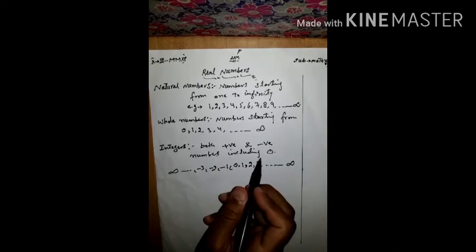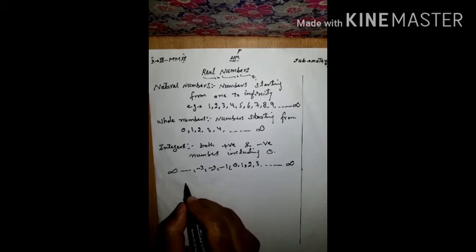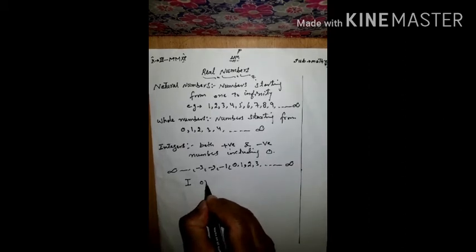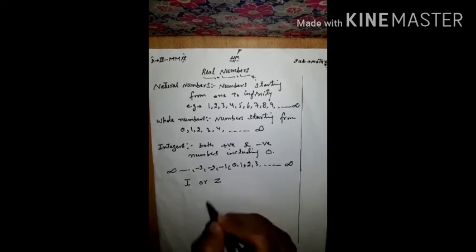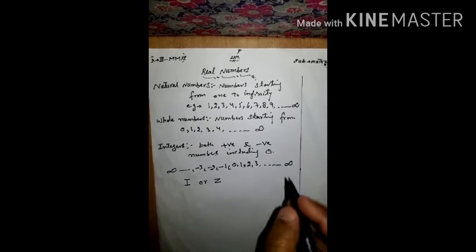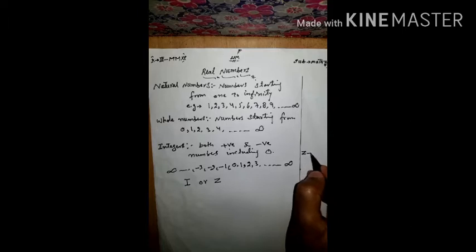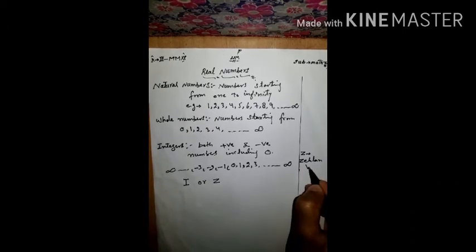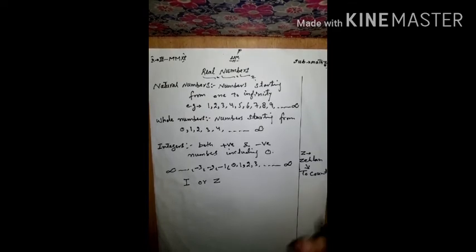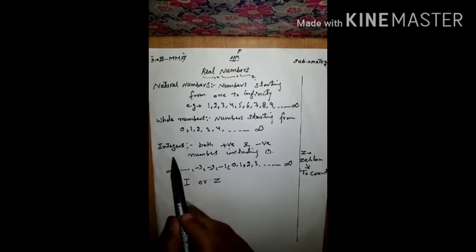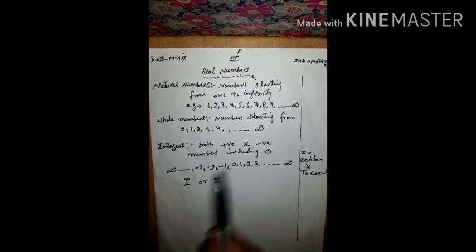And the set of integers is represented either by capital I or it is represented by Z. Z comes from a word Zahlen, which means to count, right? So that was about integers.